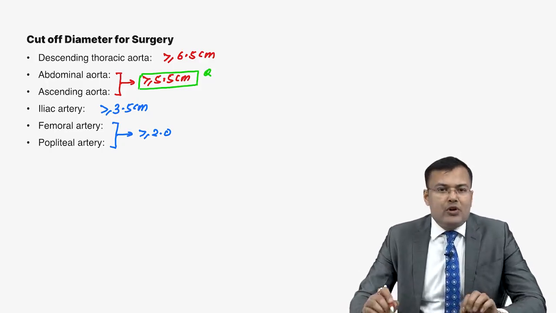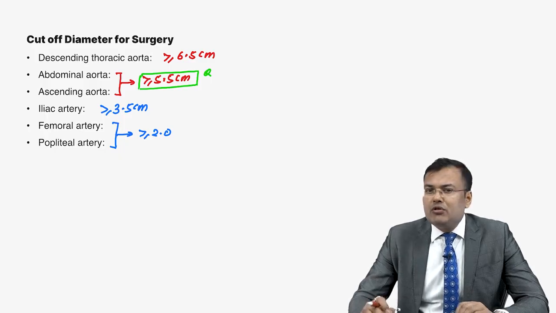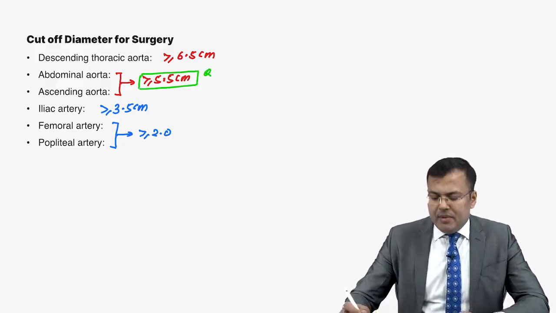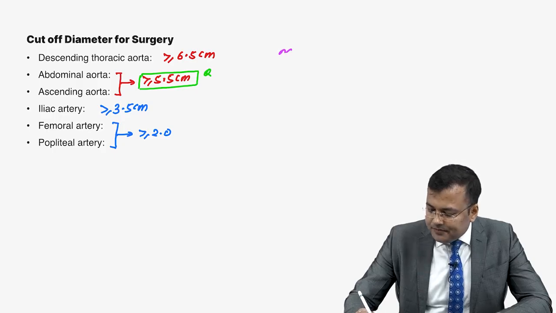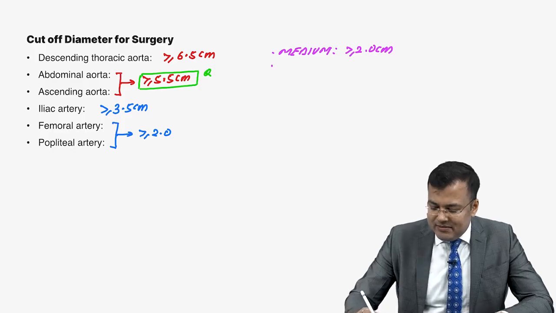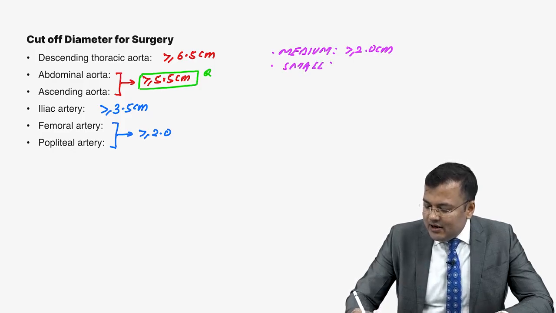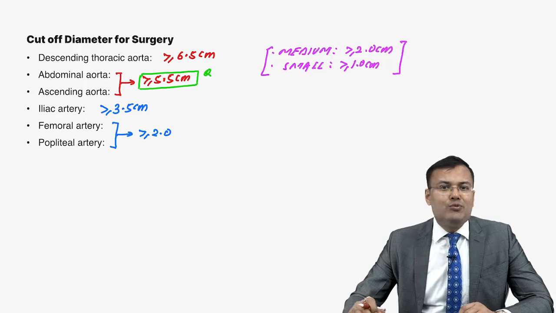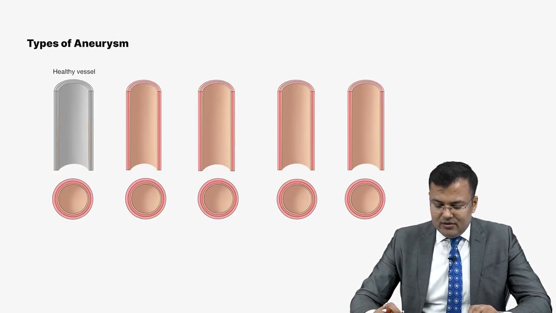So guys, how to remember? Descending thoracic aorta, more than or equal to 6.5; abdominal aorta and ascending aorta, more than or equal to 5.5; iliac artery, more than or equal to 3.5. There is a clue. For most medium-sized vessels, the cutoff diameter is more than or equal to 2 centimeters. For most small-sized vessels, the cutoff diameter is more than or equal to 1 centimeter. Now see a cut section of a vessel. What are the layers?